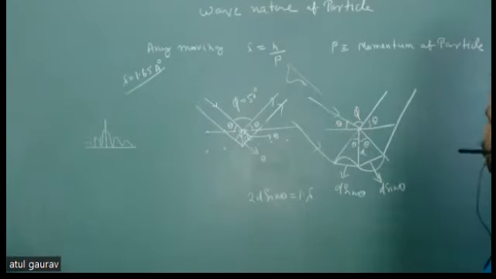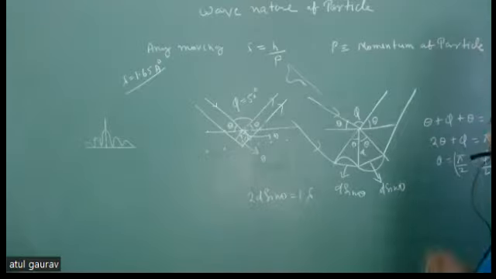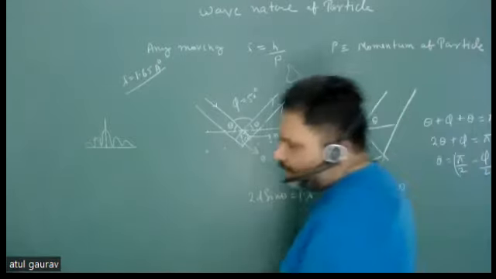We can write it, right? What will it be? Theta plus phi plus theta is equal to pi. So you have 2 theta plus phi is equal to pi. So theta is nothing but pi by 2 minus phi by 2. So in terms of phi, and phi is nothing but what?